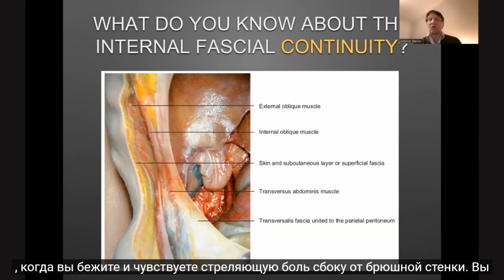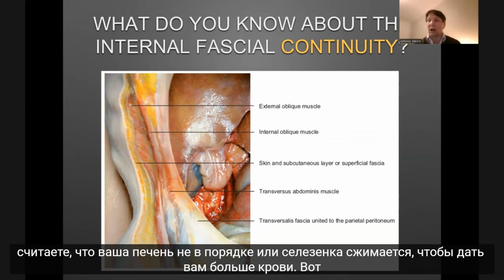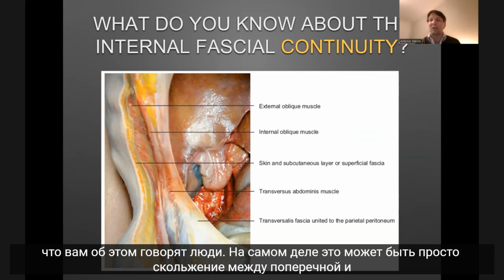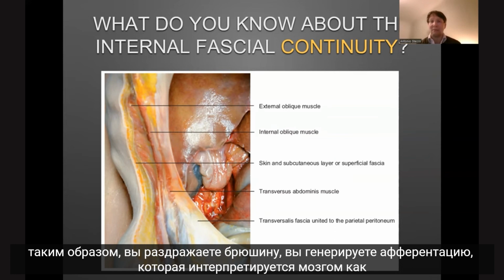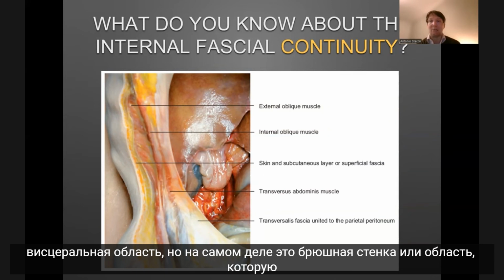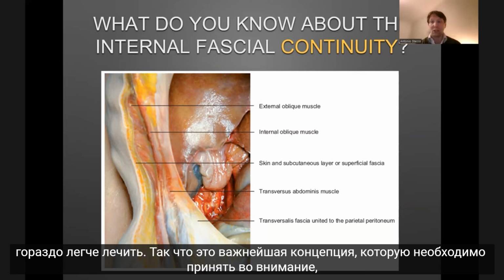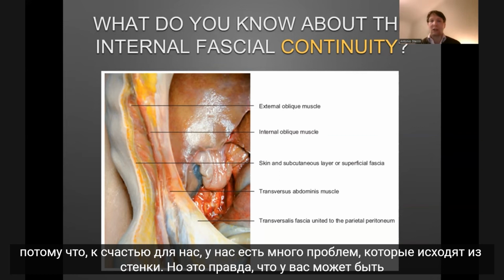Think about when you're running and you feel a shooting pain on the side of your abdominal wall, and you believe that your liver is not doing well, or your spleen is squeezing to give you your blood. This is what people tell you about this. In reality, it can be just the sliding between the transversus and the internal oblique when you're running that generates an excess amount of friction in the transversalis fascia and parietal peritoneum. So you irritate the parietal peritoneum, and you generate an afference that is interpreted by the brain as a visceral region, but in reality it is a parietal, abdominal wall region that can be treated and fixed much more easily. This is a critical concept that has to be taken into consideration because, lucky for us, a lot of symptoms come from the wall.